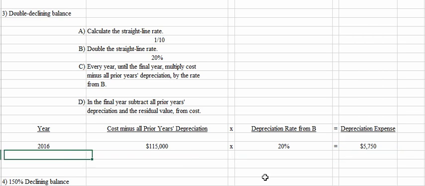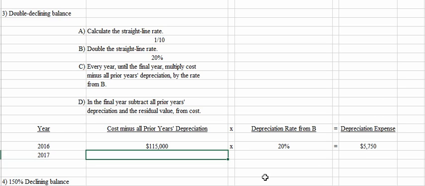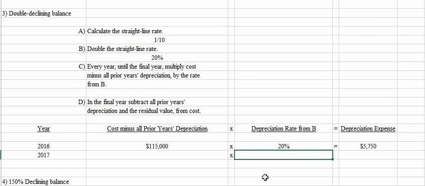In 2017, well, our cost minus all prior year's depreciation. Well, we really don't need that number here as much. Let's come back. Let's just put our formula in out here. Our rate again is the 20%. Watch what happens here. It's similar to the sum of the year's digits. What we want to do, you've got to calculate the 9 months from year 1 and the 3 months from year 2 and add the two together.